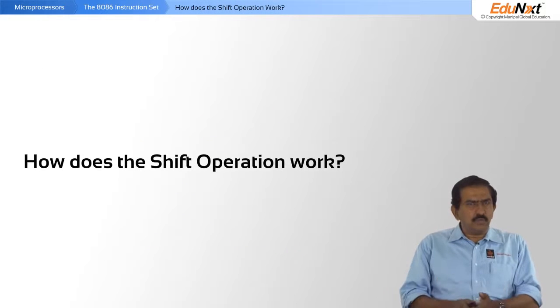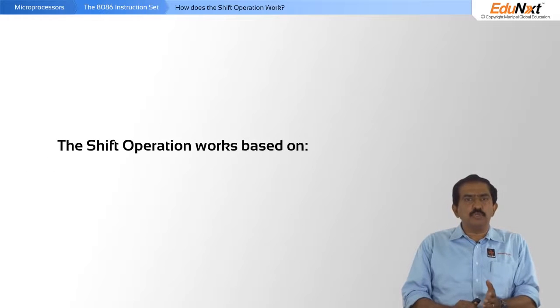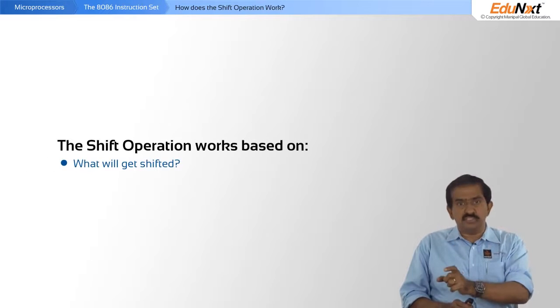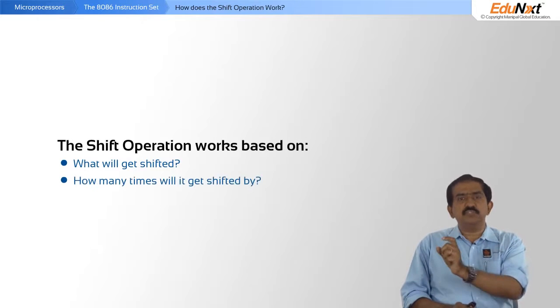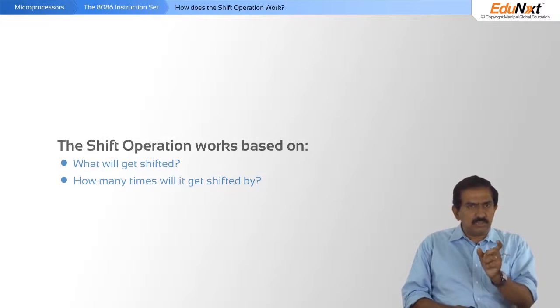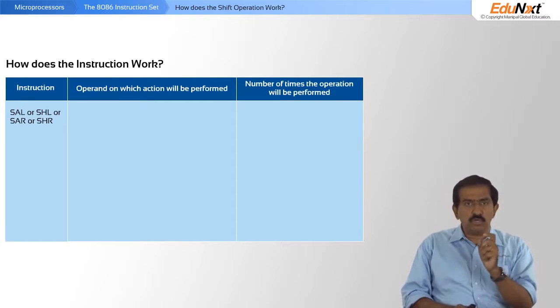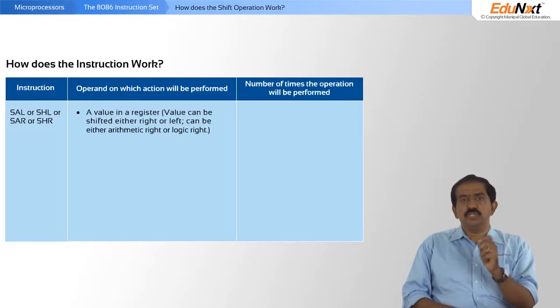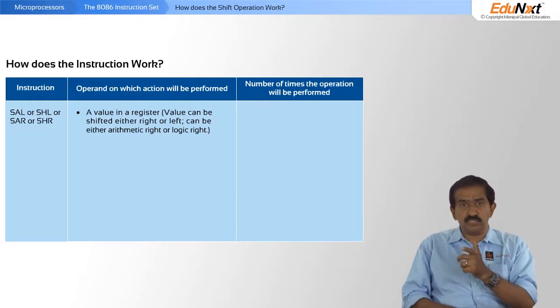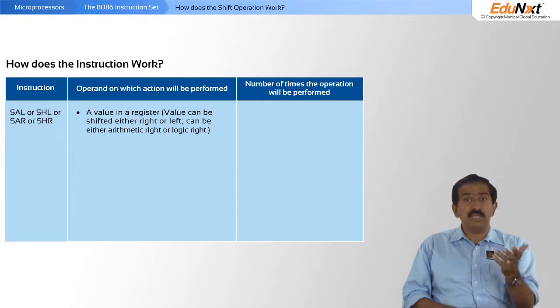So how does the shift operation really work? I mean, what happens within the processor? Right, so the two things that are important for the shift operation: what will get shifted and how many times will it get shifted by. So the instruction itself will tell you what gets shifted and by how much. So how does this work? What can get shifted is really a value in a register. And you can choose what register that is, and you can say, look, I want that particular value to be shifted right or shifted left, arithmetic right or a logical right, whichever way you want to do that.